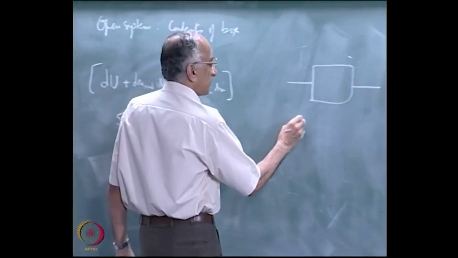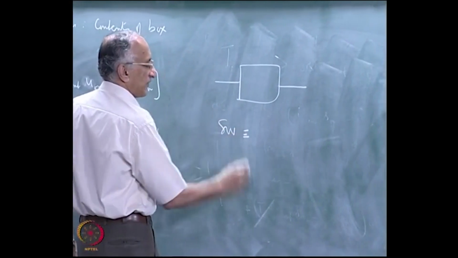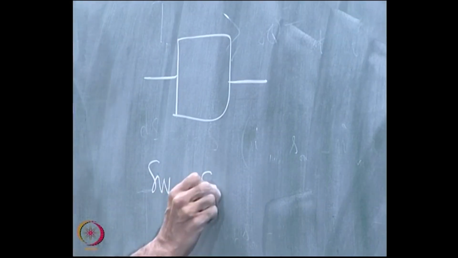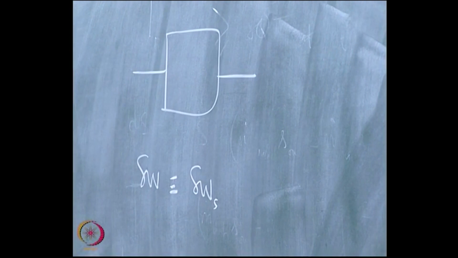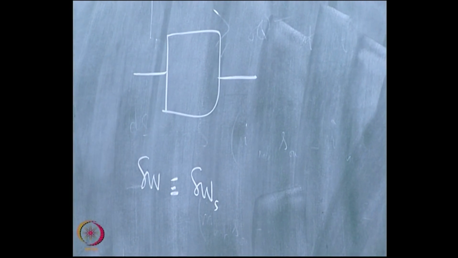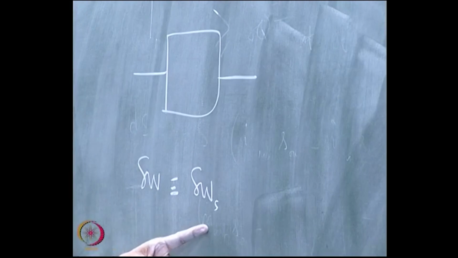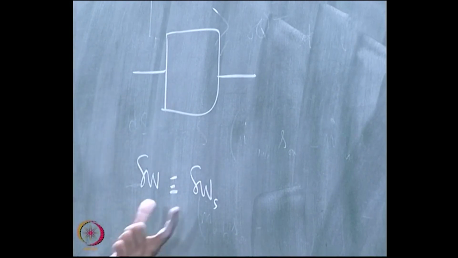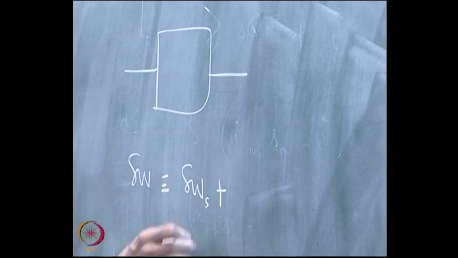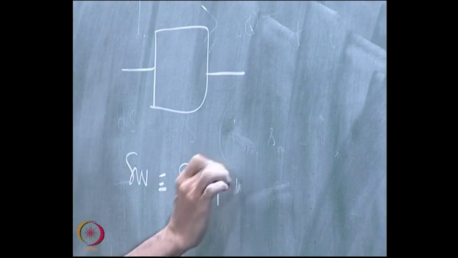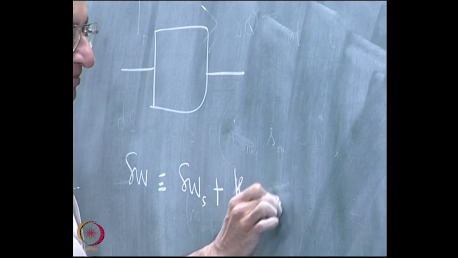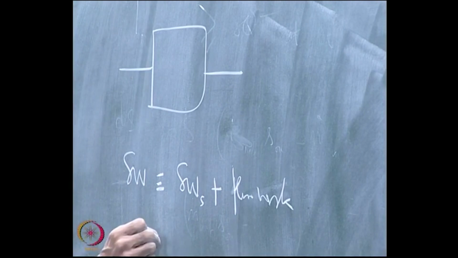So for example, we define this as delta W is equal to delta Ws. S is usually used for shaft work in mechanical engineering. It could be a turbine with a fluid flowing in, fluid flowing out, and the turbine blades rotating. Sometimes written as U, useful work, all these are same. Delta Ws plus flow work, and flow work is easily calculated.